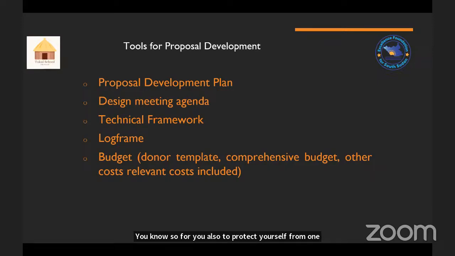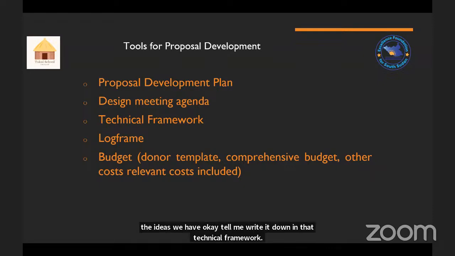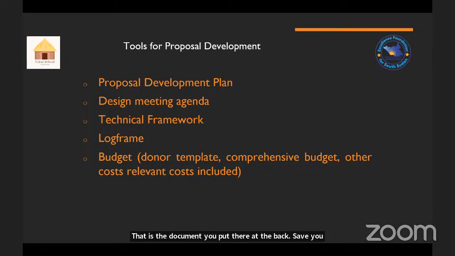Tell them, guys, what ideas do you have? These are the ideas we have. Okay, tell me, write it down in that technical framework. That is a document you put there at the back. Save. You go ahead. Okay, so once you have the activities written down in the technical framework, you can ask the M&E department to help you in doing the logical framework of the project. We were talking about activities yesterday, outputs, indicators, and things like that, outcomes, and all that.